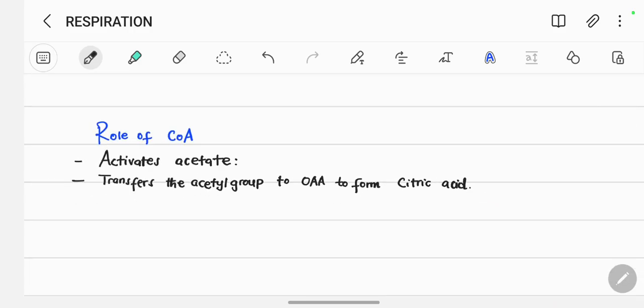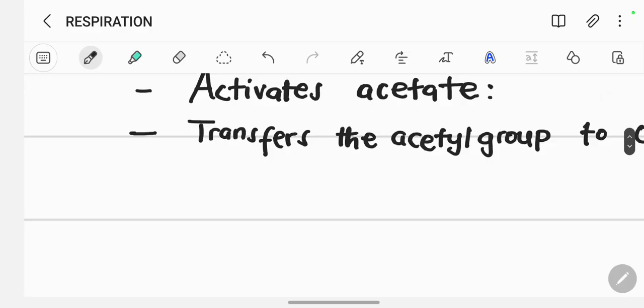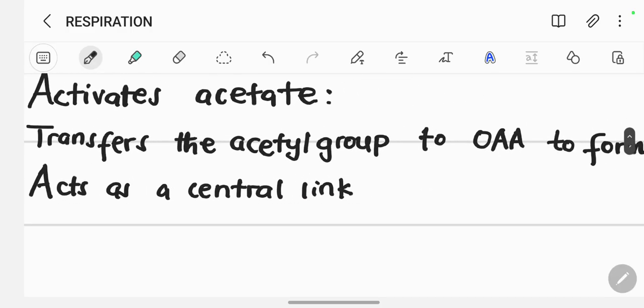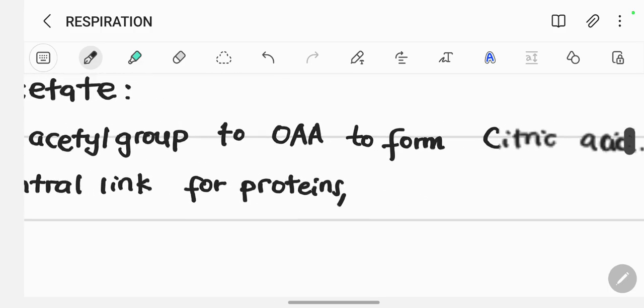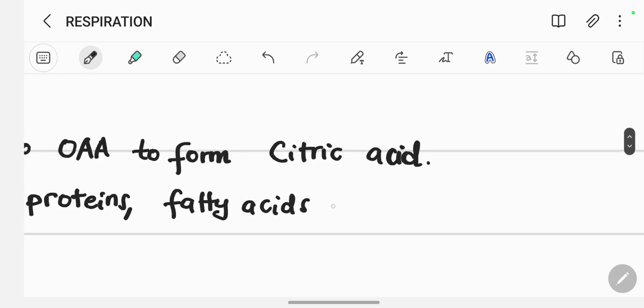Then the other role is it acts as a central link for proteins and fatty acids into the Krebs cycle.